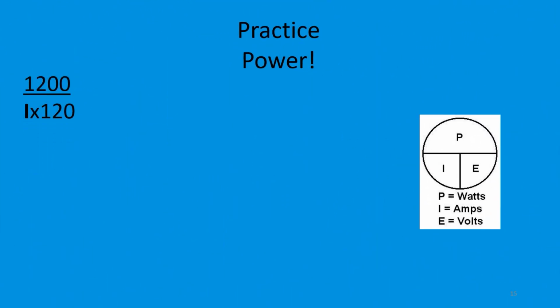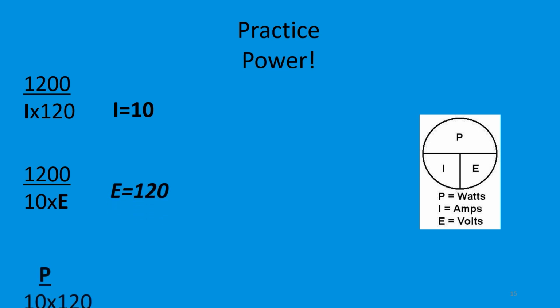We have 1200 watts and 120 volts, and we're solving for I. We just take 1200 divided by 120, and that's going to give us 10. We have 1200 watts, and we have 10 amps. We're going to take 1200 watts, divide it by 10, and that's going to give us 120 volts. And we have 10 amps, and we have 120 volts, and we're trying to solve for P. We multiply those two out, and that's going to give us 1200.